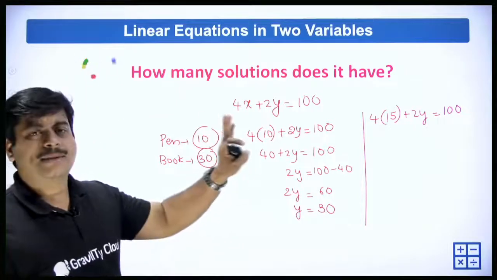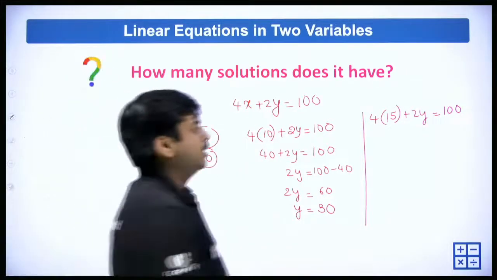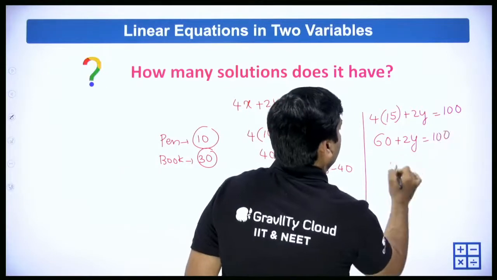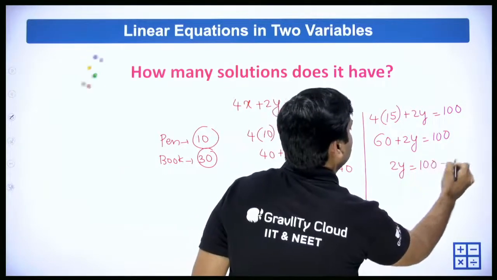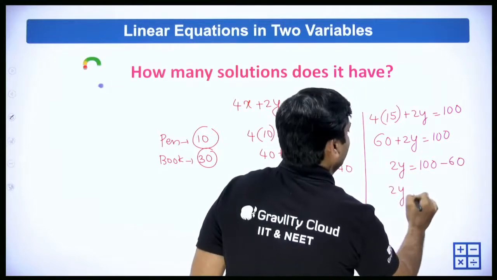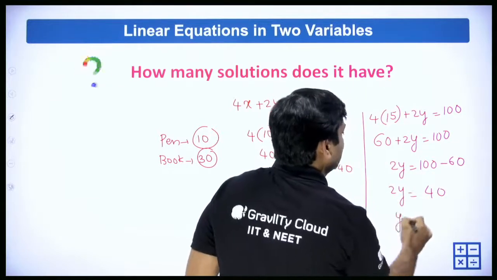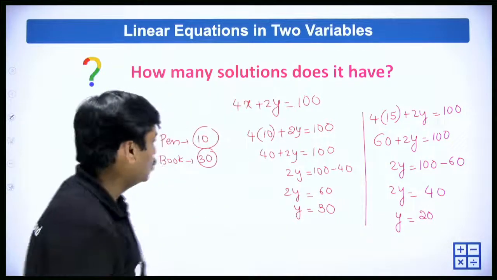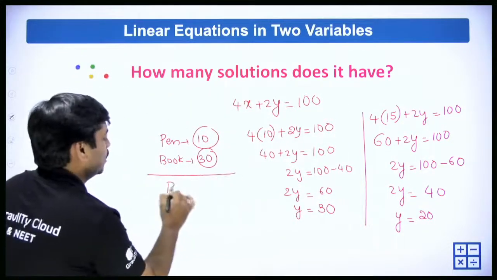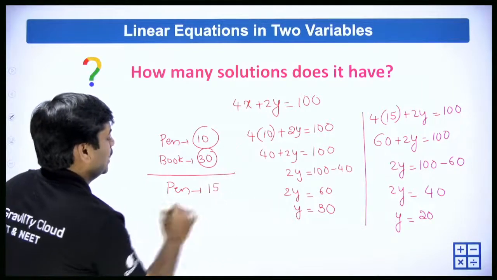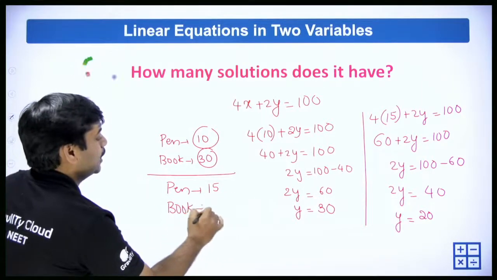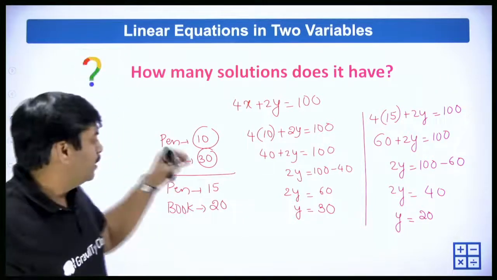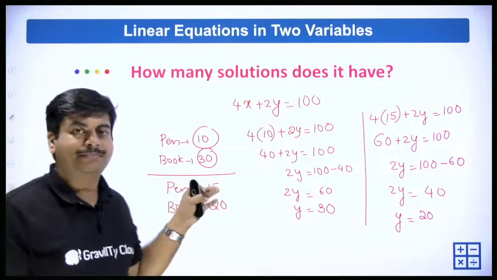4 into 15, how much is that? 60. So 60 plus 2y is equal to 100. So 2y is equal to 100 minus 60. So 2y is equal to 40 and y is equal to 40 by 2, which is 20. So if we assumed each pen to be 15 rupees, then each book will cost 20 rupees. So which of these two are correct?